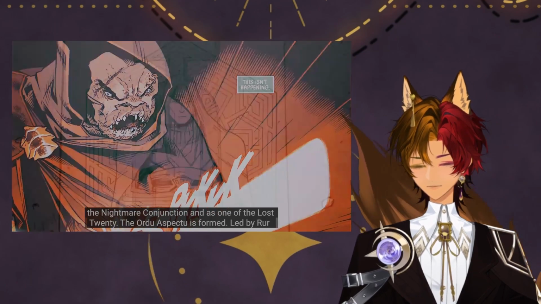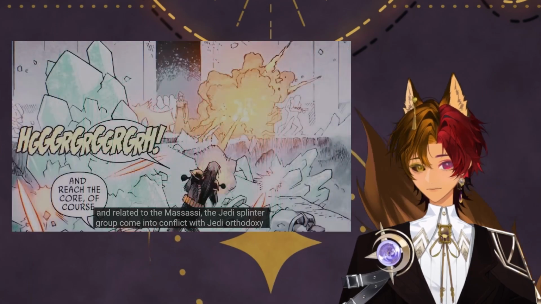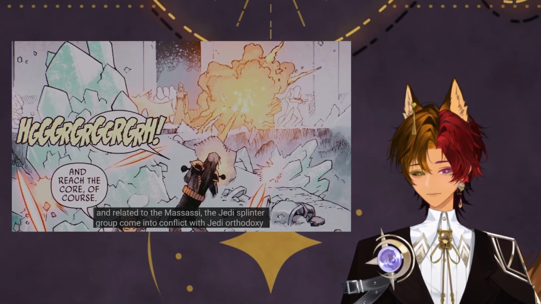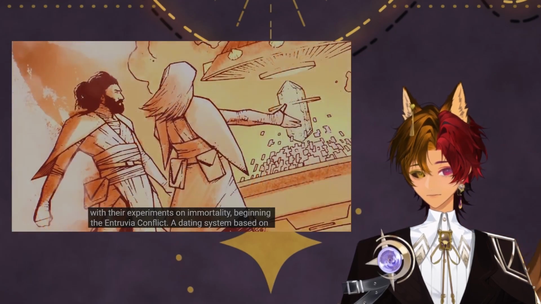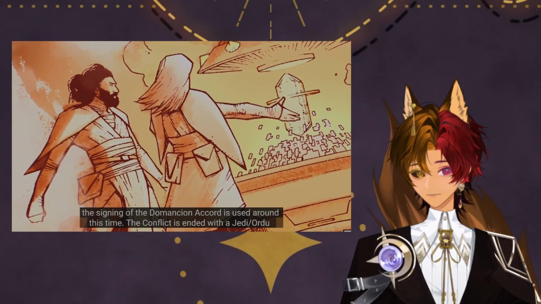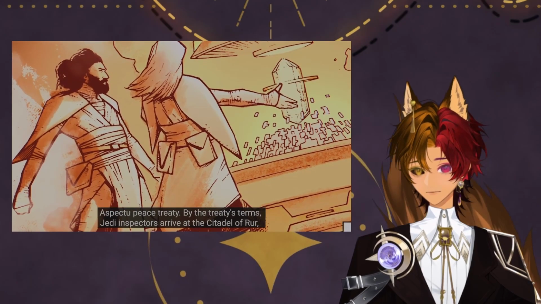of the Lost 20. The Ordu Espectu is formed, led by Ruhr and related to the Massassi. The Jedi Splinter Group comes into contact with Jedi Orthodoxy with their experiments on immortality, beginning the Intruvia conflict. A dating system based on the signing of the Domantian Accord is used around this time. The conflict is ended with the Jedi Ordu Espectu peace treaty.